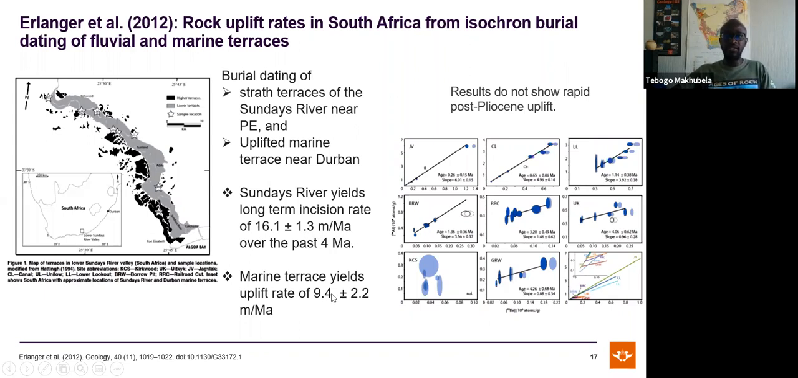And for the marine terrace near Devon, they determined an uplift rate of 9.4 ± 2.2 meters per million years. Overall, this work showed that there is no evidence of rapid post-Pliocene uplift in Southern Africa, particularly on the eastern edge, where about 1,150 meters per million years of uplift has been suggested.